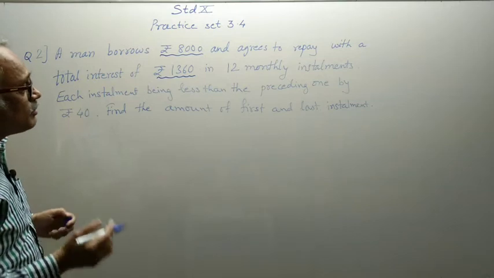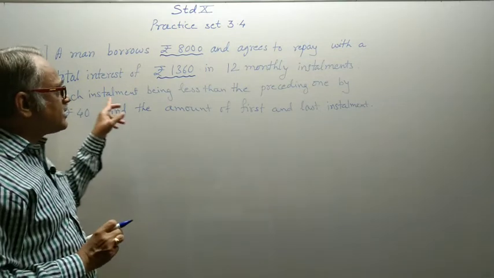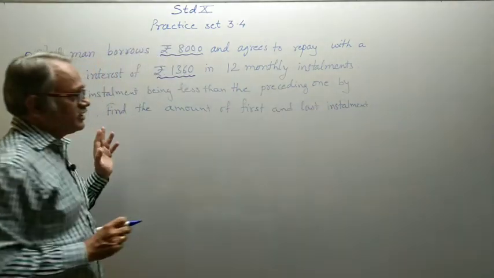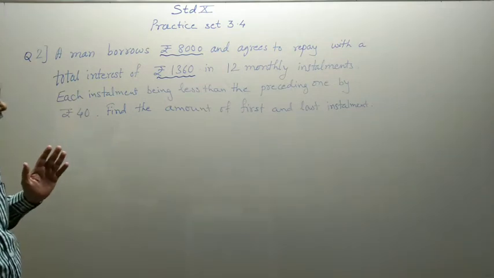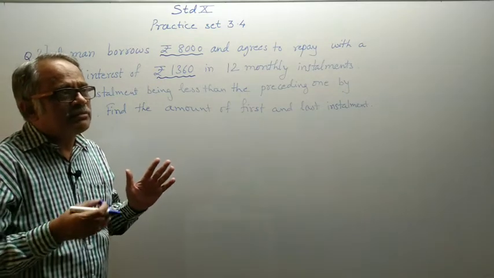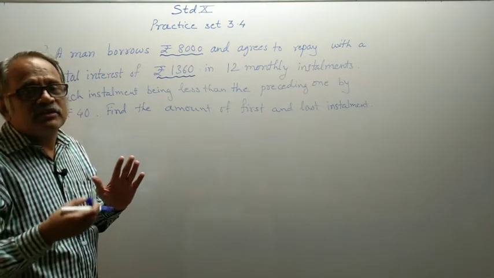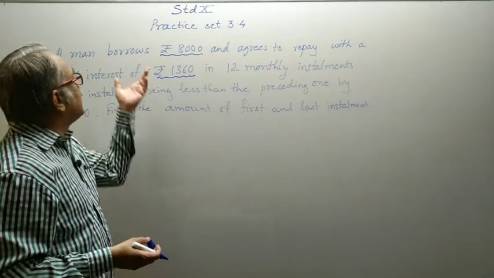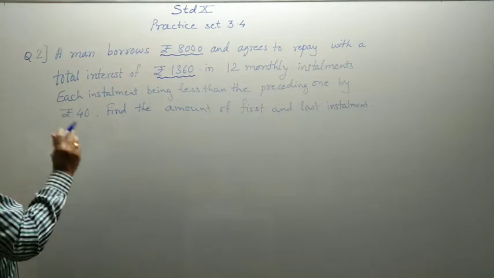Total he will give 12 installments, but all installments are not same. Each installment is less than the preceding one by rupees 40. Means 40 rupees less every time. In short, if in the first month it is 500, then in the next month 40 less, 460, next 420, next 380, like that he agreed to pay. I hope all of you understood this much.